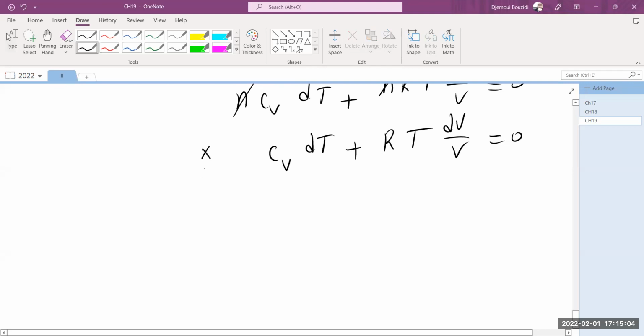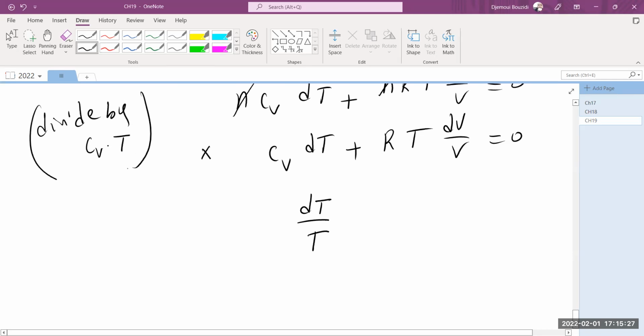So what I'm going to do is divide by Cv times T. If I divide by Cv times T, I will end up with an R over Cv in here, and it will end up with a dT over T in here. Remember, the Cv cancels this Cv. So we're dividing by this expression. So this Cv cancels that Cv, but the T stays in the denominator, plus R over Cv times, the T cancels this T, so I'll be left with dV over V equals to 0.